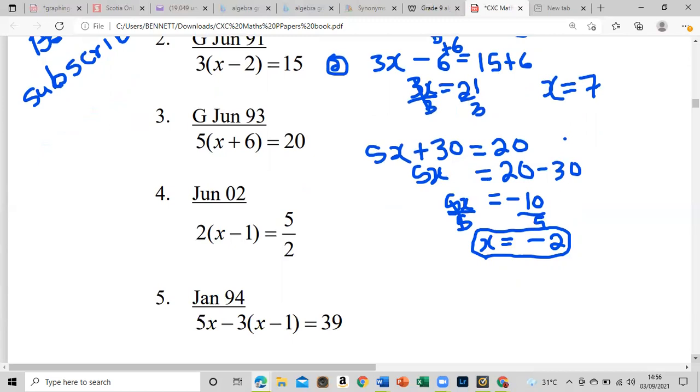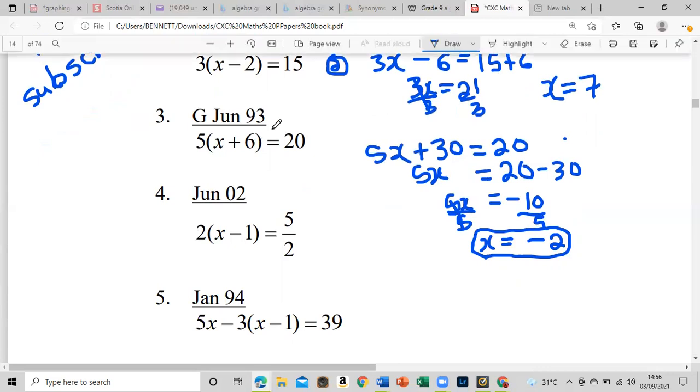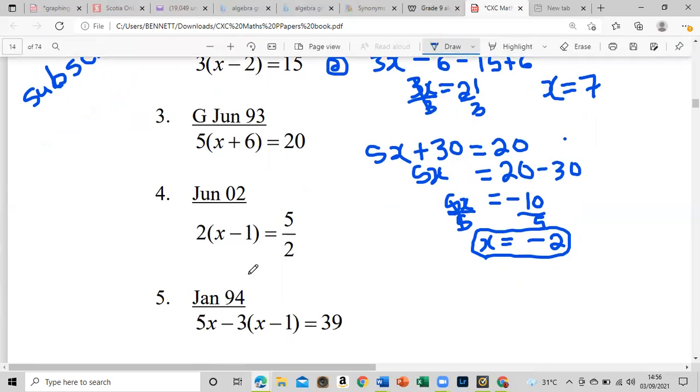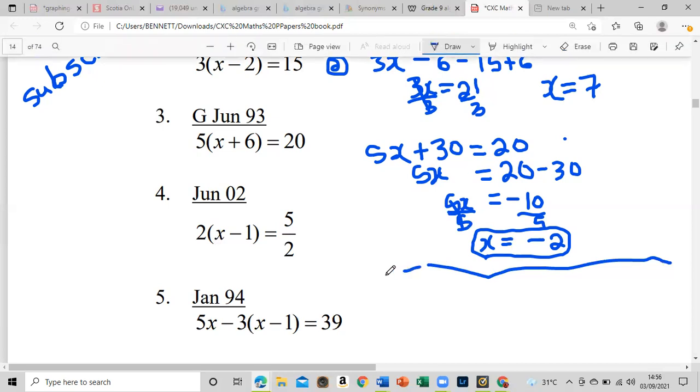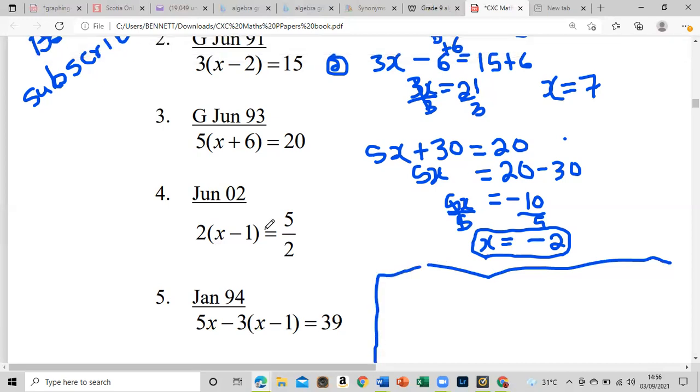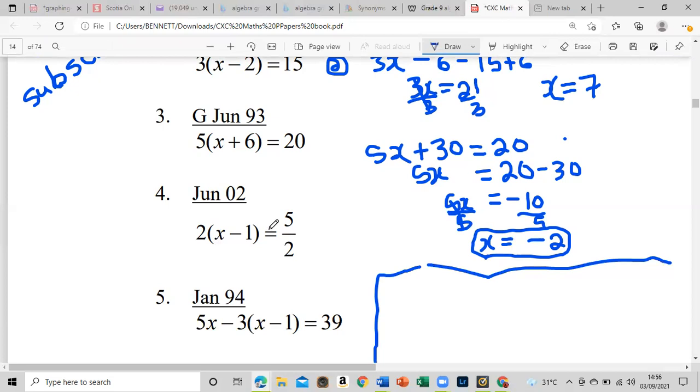Alright, this is how Mr. Bennett would do. Number 5 is similar to the others, but this one is a bit unique. So let us create a bit of space for that one here. I want to show all the steps. There is more than one way you can do it, but I think this way is the simplest. We're going to just expand the bracket first. So 2 times x will give us 2x. 2 times 1 will give us negative 2.